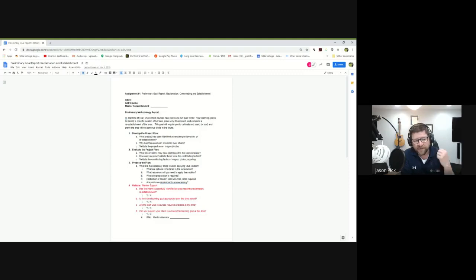Develop the project plan. Look at that dead area. Give me a plan on how you're going to establish it. And at this point, give me some of the validating factors that you've identified. Now, finally, produce the plan.